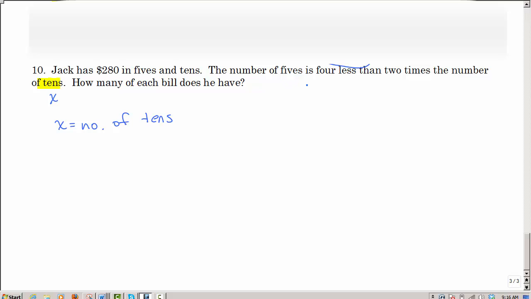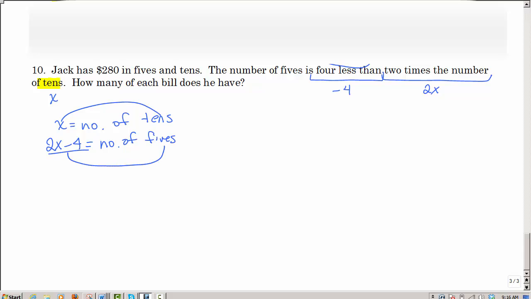Let's go back. The number of 5s is 4 less than. That means we're going to subtract 4 away from 2 times the number of 10s. So we're going to have 2x minus 4 is going to be the number of fives. Okay, to get the total of money, we're going to multiply how many we have times how much it's worth. So I'm going to take 10x plus 5 times 2x minus 4 equals how much money Jack has. How much they're worth times how many we have.